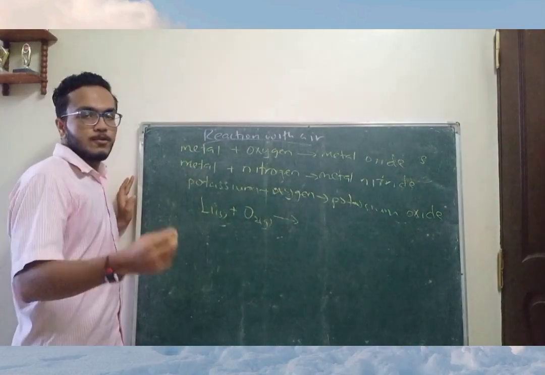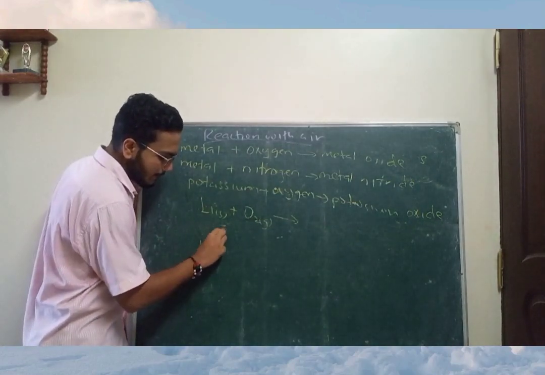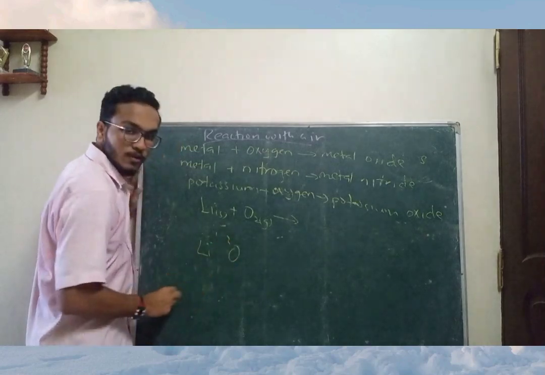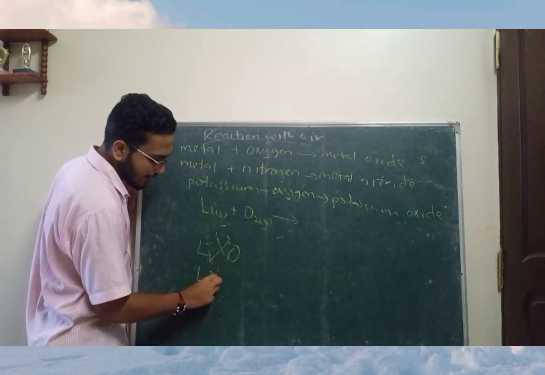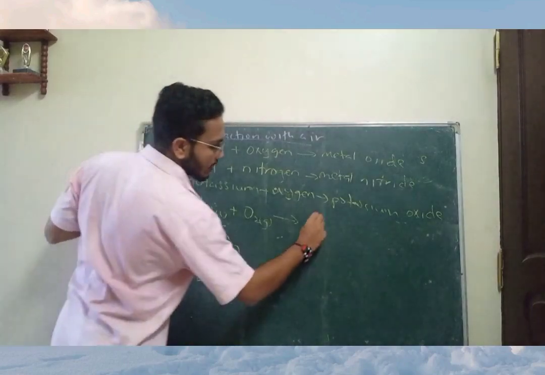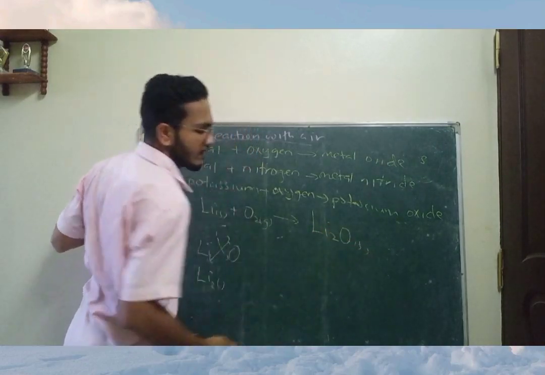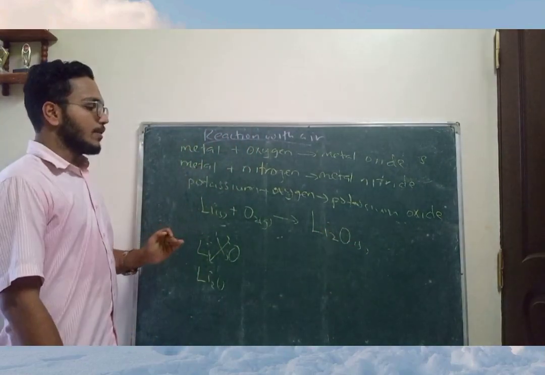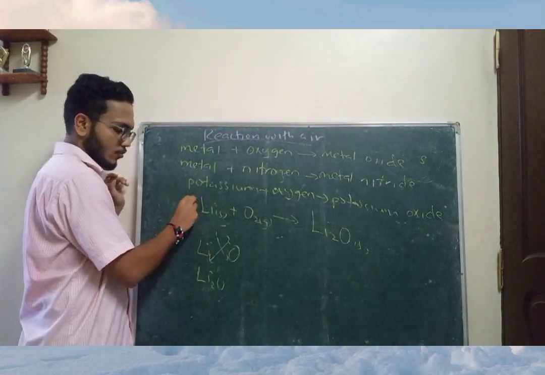Now how is lithium oxide written? We learned in atomic structure, lithium valency 1, oxygen valency 2. So you cross 2 here and 1 here. So this will be Li2O. So lithium oxide is Li2O solid.